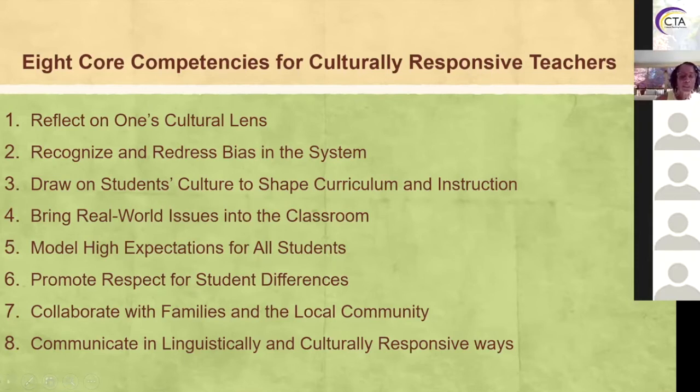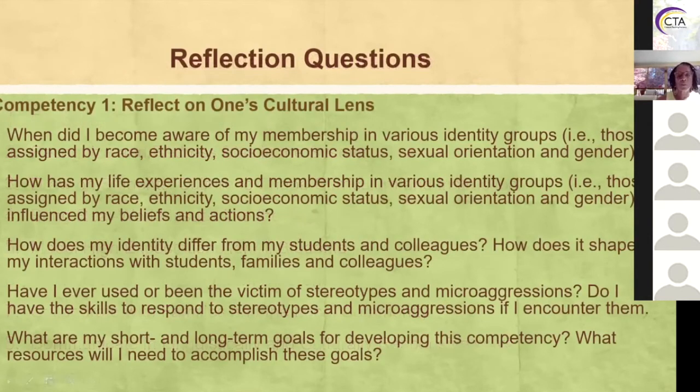Number 7 is to collaborate with the families and the local community, because your students come from the community. And number 8 is to communicate in linguistically and culturally responsive ways. What does that mean? We'll take that for a moment. So these are the kinds of questions I want you to think about, and we won't hit on each one of them. I'll just go to the first 2 or 3, and then we'll try to save a few minutes for some questions or responses.